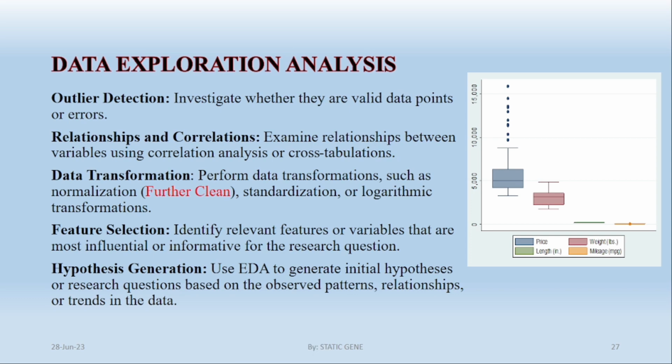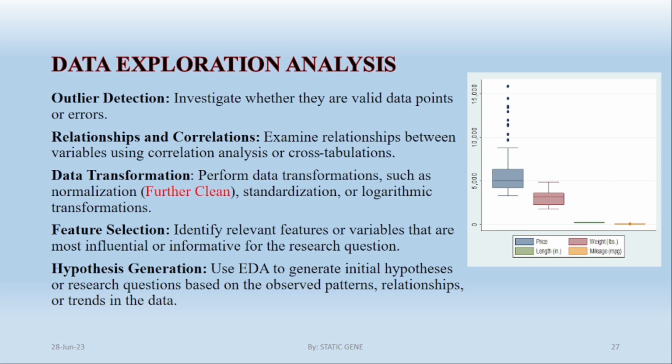At this stage, you can also do data transformation. In case you find that your data is not normal, highly skewed, or sparsely distributed, you can do normalization, or you can even do further cleaning, like elimination, in case you have very high values that vary widely, or you have missing data. You can eliminate some of those entries. Or you can do standardization or log transformations. We shall talk about the different transformation techniques at a later time.